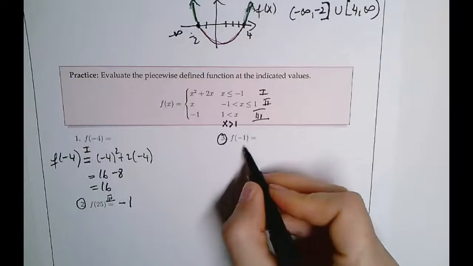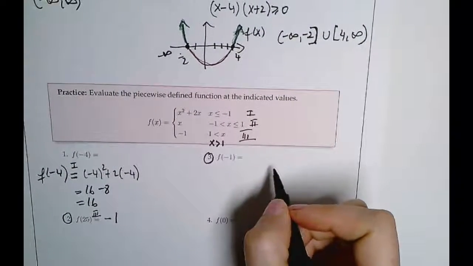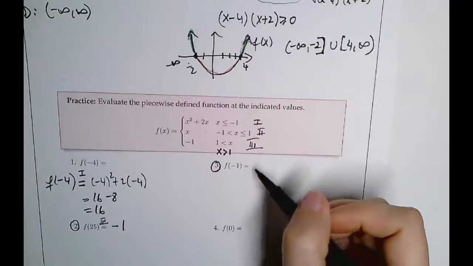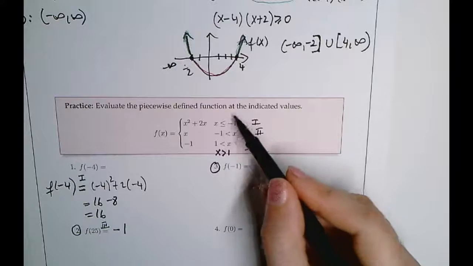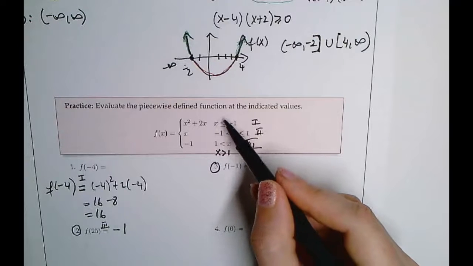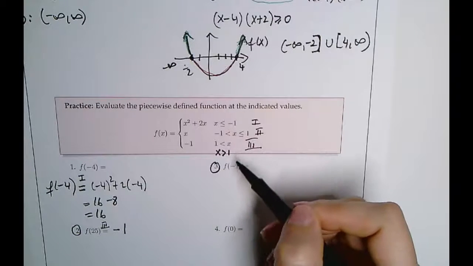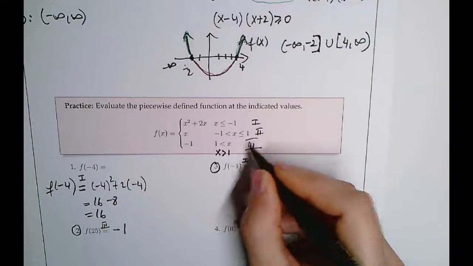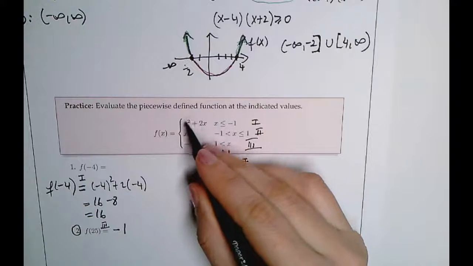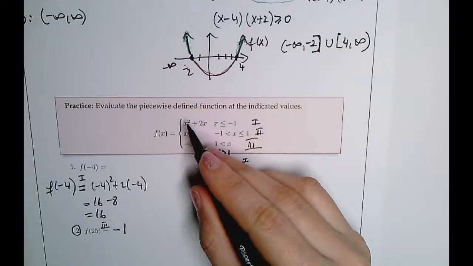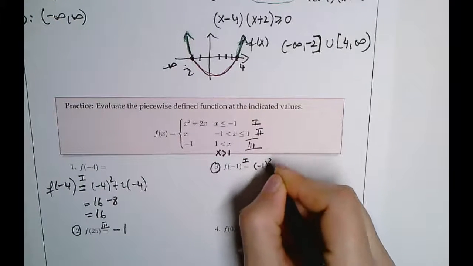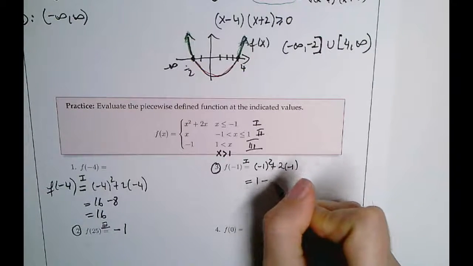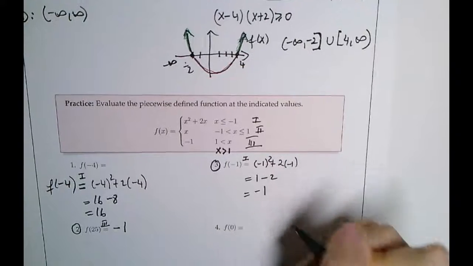What about f of -1? Well, where does -1 fall under? Well, notice that the first piece says that when x is less than or equal to -1. So -1 falls under the first piece because x can be equal to -1. So this is the rule I'm going to use to evaluate f of -1. So instead of x, I'm going to put -1. And this will give me 1 minus 2, which is -1.